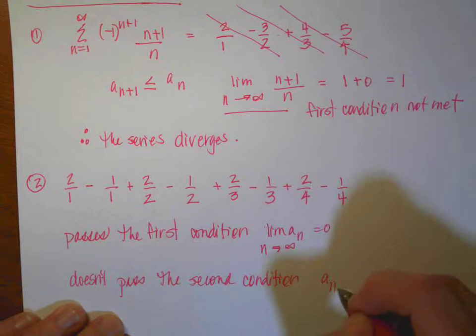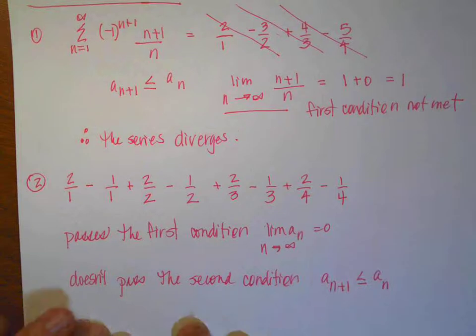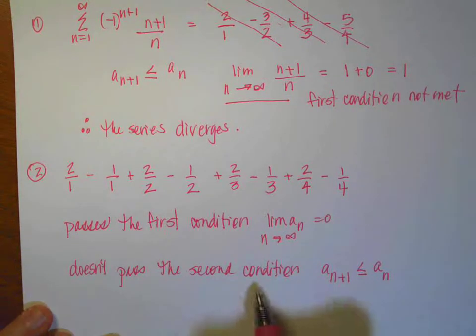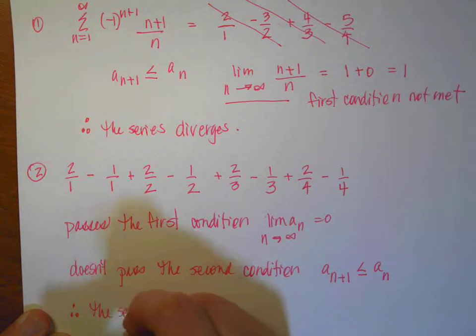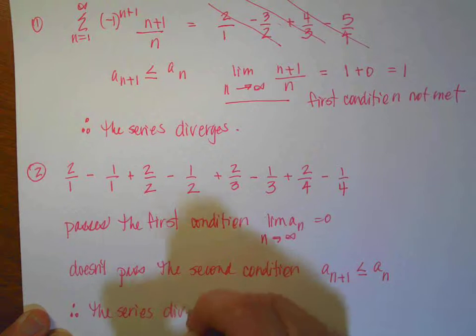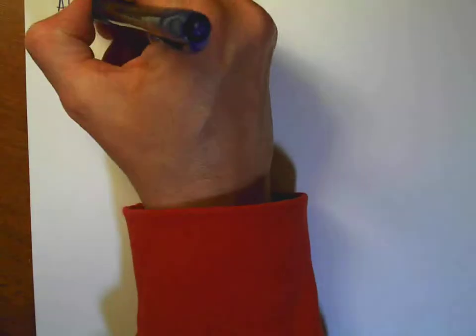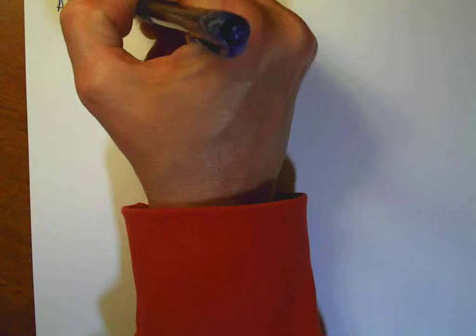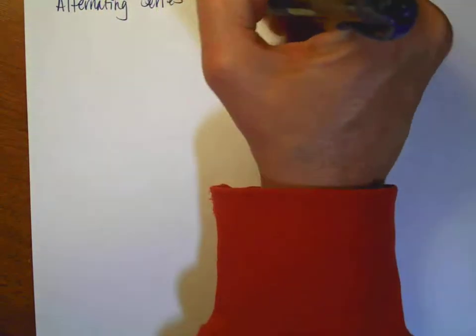and the second condition was the fact that the next term is less than or equal to the previous term. Well, it passes the first, but it doesn't pass the second. Therefore, love those three little dots, the series diverges. All right, so that was kind of a unique and special situation. All righty, just a little bit more, and then we will be done for today, you lucky dogs. So the next thing that we're going to talk about is an alternating series remainder.